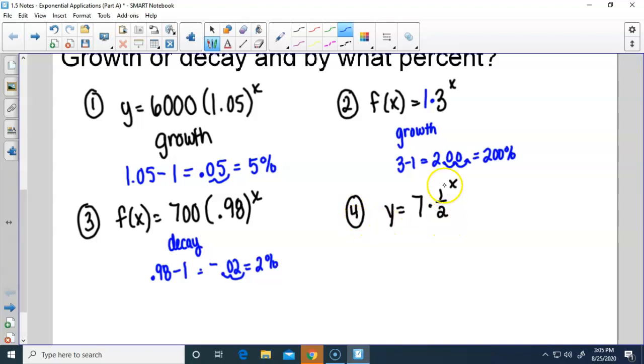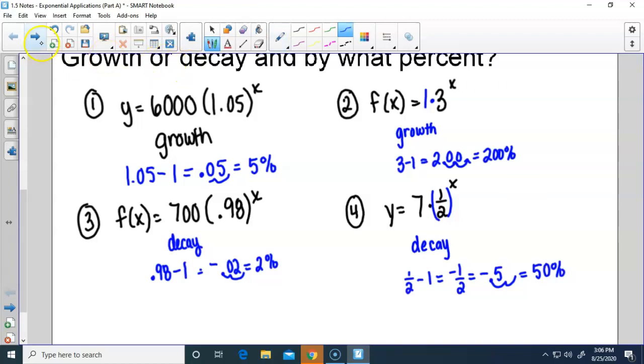For example 4, here 1/2 is my b value. So 1/2 is also less than 1, so this particular equation is going to model decay. And I can do the same thing I've been doing. 1/2 minus 1 is going to give me negative 1/2. That negative right there lets me know we're dealing with decay. And let's just change this to negative 0.5 and then move our decimal 2 places, and we'll get 50%. So this would model something that's decaying at a rate of 50% per time.